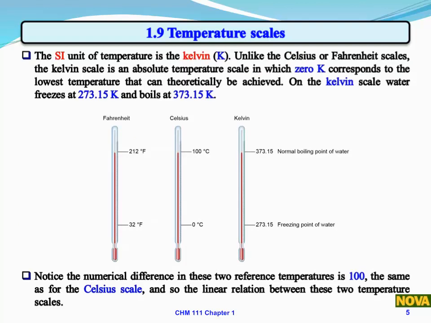The SI unit of temperature is the Kelvin. Unlike the Celsius or Fahrenheit scales, the Kelvin scale is an absolute temperature scale in which 0 Kelvin corresponds to the lowest temperature that can theoretically be achieved. On the Kelvin scale, water freezes at 273.15 Kelvin and boils at 373.15 Kelvin. Notice the numerical difference in these 2 reference temperatures is 100, the same as for the Celsius scale, and so the linear relation between these 2 temperature scales.